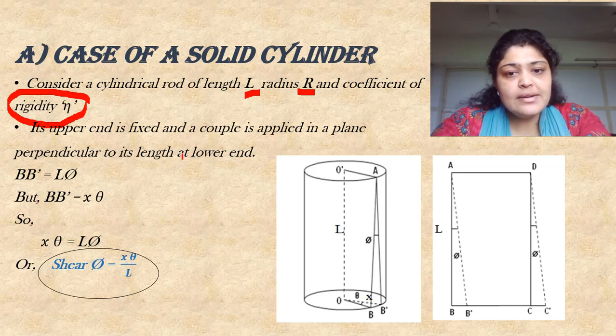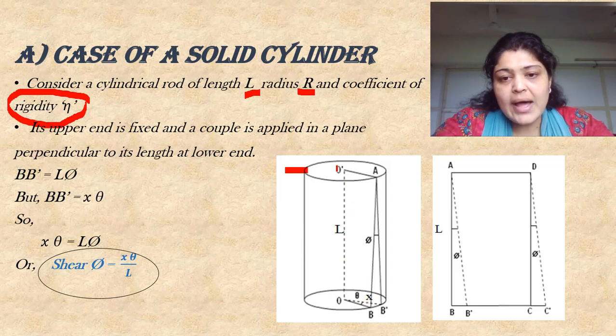Now we are considering that this is the top end of the cylinder. The top end of the cylinder is fixed, and the couple or the deforming force you apply is on the base. So holding the top fixed, you are just twisting the base. We have this length L, and I have considered two center points, one is O, the other is O dash. O dash is considered fixed and O is rotated by an angle theta. It is sheared by an angle theta.